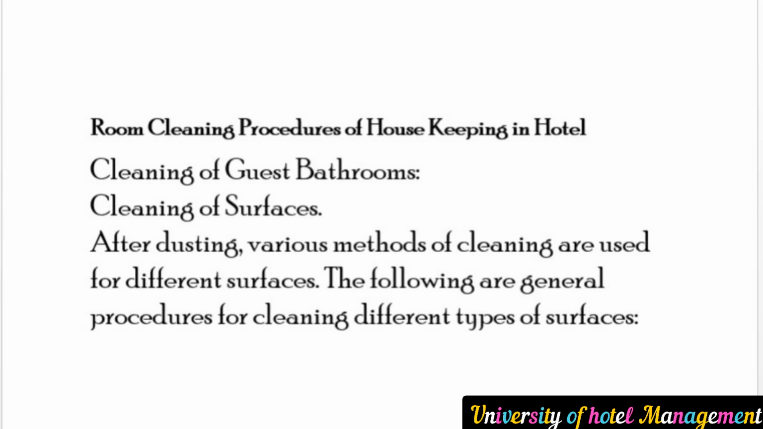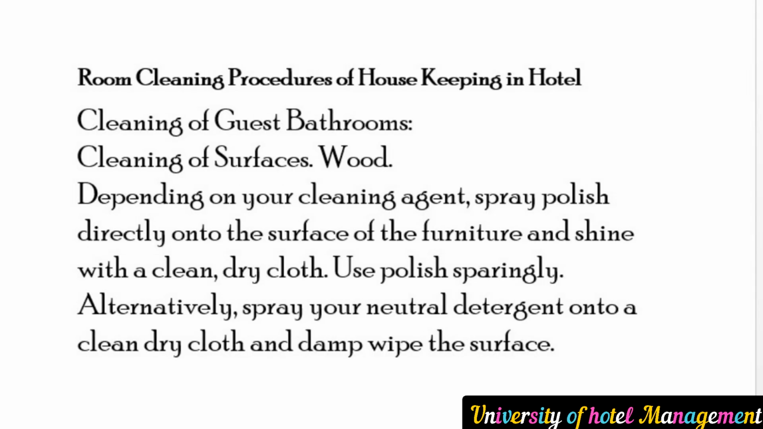After dusting, various methods of cleaning are used for different surfaces. The following are general procedures for cleaning different types of surfaces. Wood. Depending on your cleaning agent, spray polish directly onto the surface of the furniture and shine with a clean, dry cloth. Use polish sparingly. Alternatively, spray your neutral detergent onto a clean, dry cloth and damp wipe the surface.